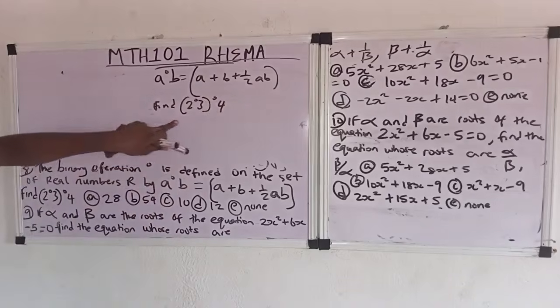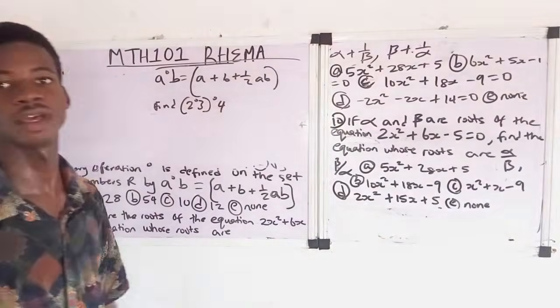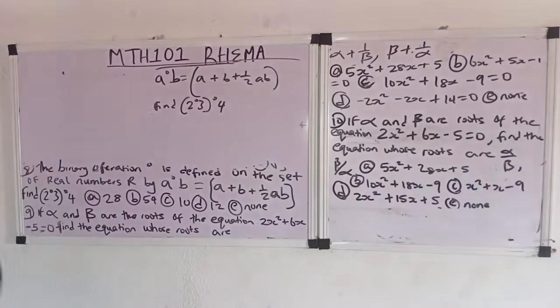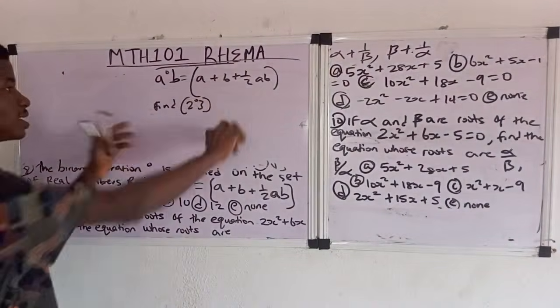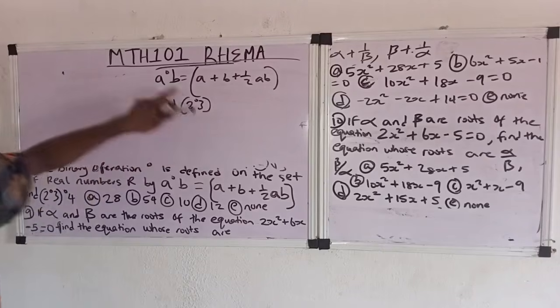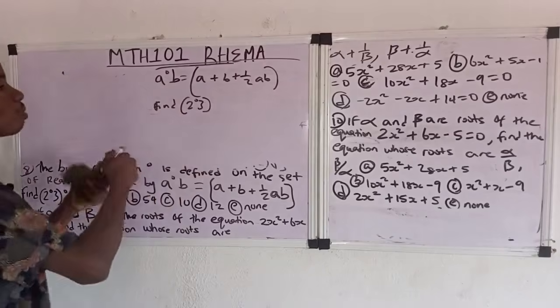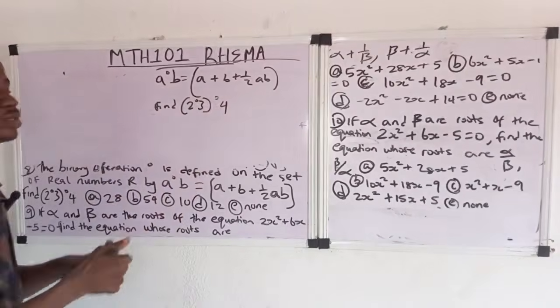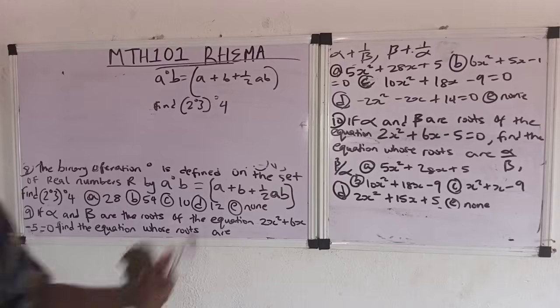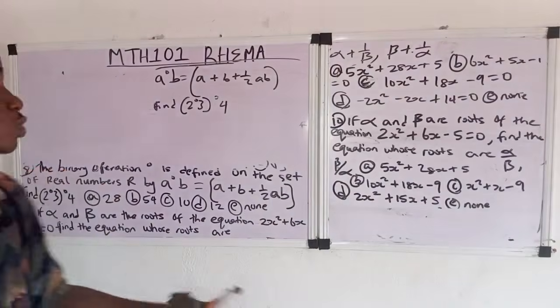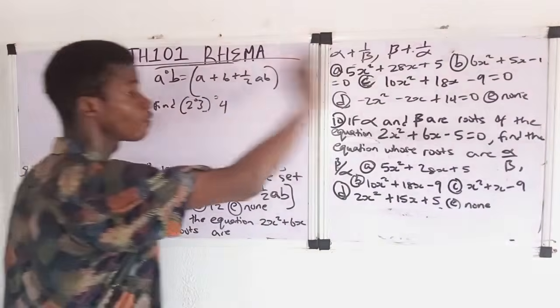Now if you look at this one, it's kind of different from the one we have been doing. In the previous one, they would just give us something like 2 operation 3, where A is 2, B is 3. When you look at this one, they have another number, operation 4. So how are we going to do this? It's still very easy. We're going to use this tool to solve first.